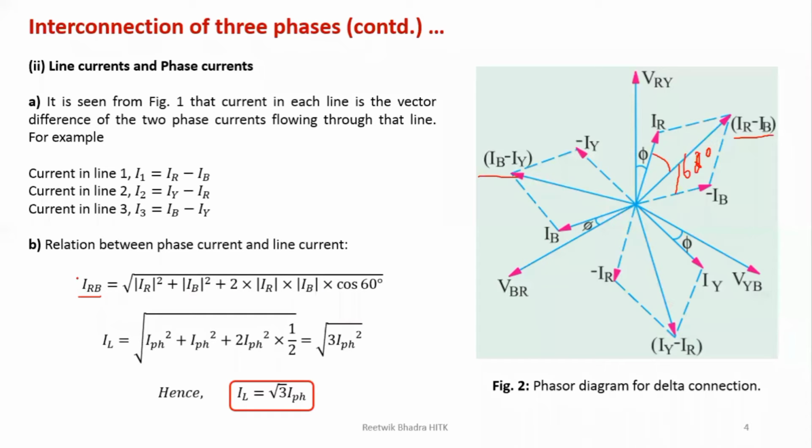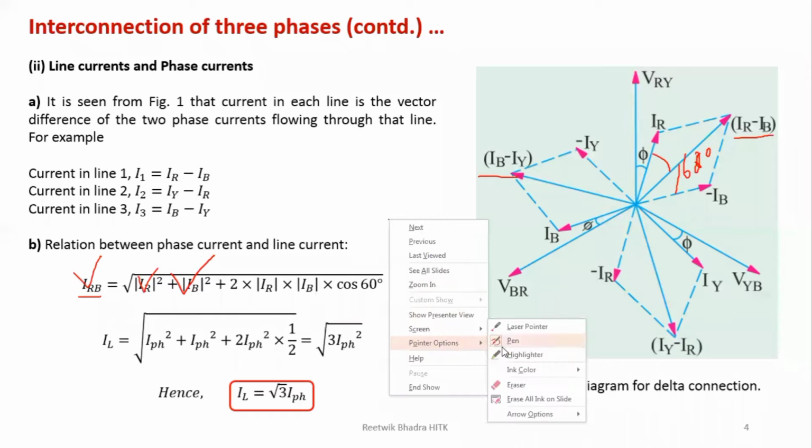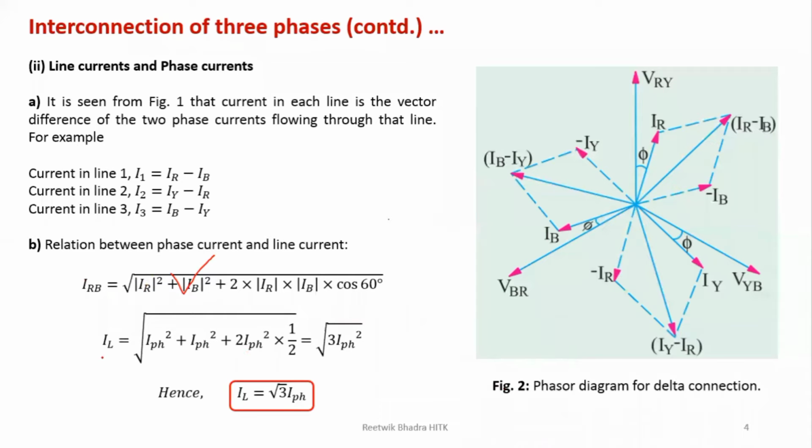The calculation is all the same, except all are current. All are I. Previously over here, what did we write? V. All were V. So the same calculations. Now IRB is which current? Line current. IR is which current? Phase current. So IL is equal to the square root of IPH square plus IPH square plus 2 IPH into IPH into cos 60. Cos 60 is half, so this 2 cancels out. So IPH square, IPH square, IPH square, 3 IPH square. So IL equal to root 3 IPH.